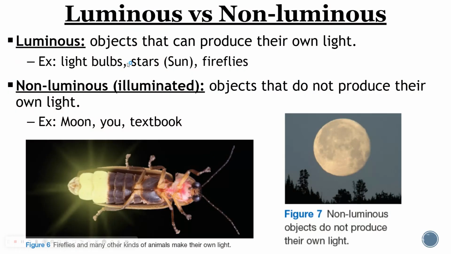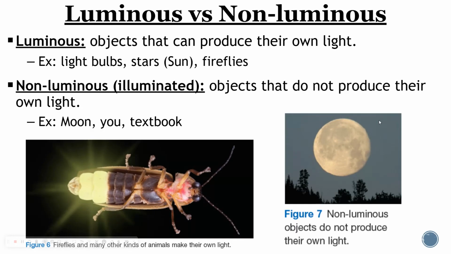To finish off, we'll take a look at the difference between luminous and non-luminous objects. Luminous objects are objects that can produce their own light. So for example, a light bulb, a star, like the sun, or fireflies, they can make their own light. But non-luminous objects, also called illuminated, can't make their own light. They don't produce their own light. So for example, humans and other animals don't make their own light.